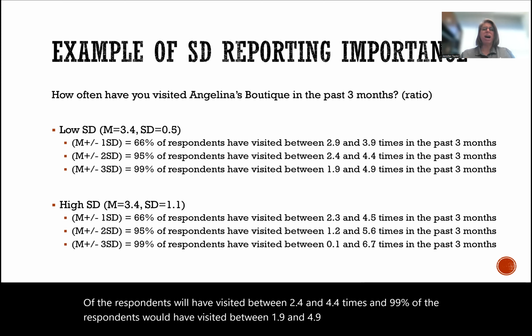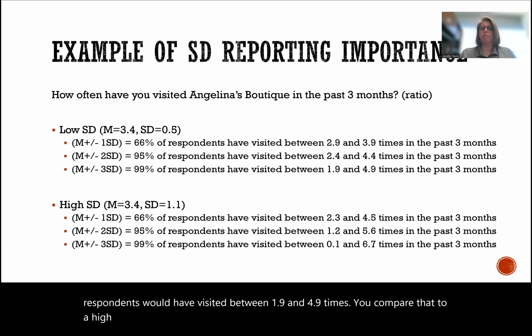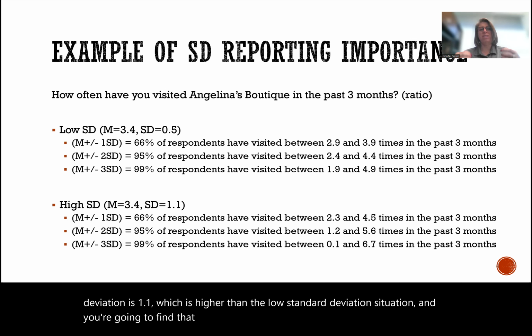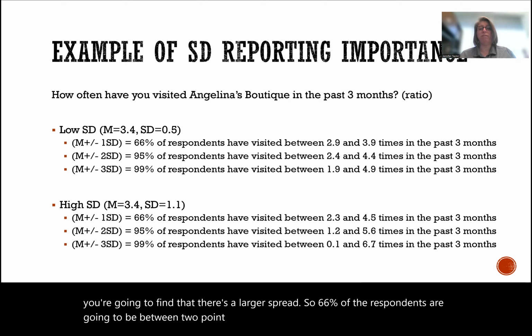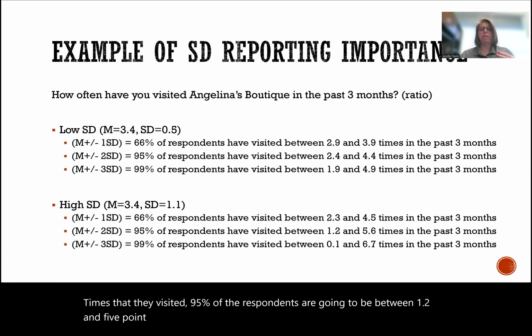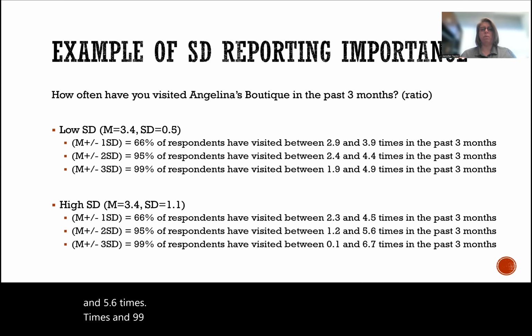You compare that to a high standard deviation setting, keep the mean the same, but the standard deviation is 1.1, which is higher than the low standard deviation situation. And you're going to find that there's a larger spread. So 66% of the respondents are going to be between 2.3 and 4.5 times that they visited. 95% of the respondents are going to be between 1.2 and 5.6 times, and 99% is going to be between 0.1 and 6.7 times in the past month.